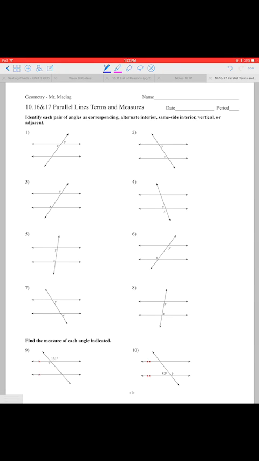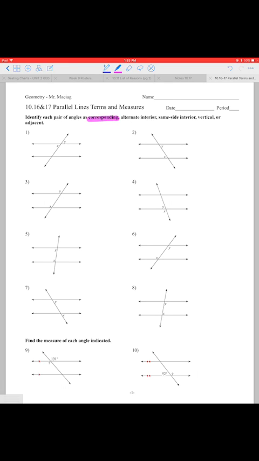Alright, welcome back. It might have been confusing in the first video what I wanted you to do. So you should have watched that, filled in the notes, and now we're going to look at the worksheet and try to practice those vocab words that we also talked about yesterday in class. If we read the instructions, it says identify each pair of angles as either corresponding, alternate interior, same side interior, vertical, or adjacent. So let's talk about what each of those mean again.